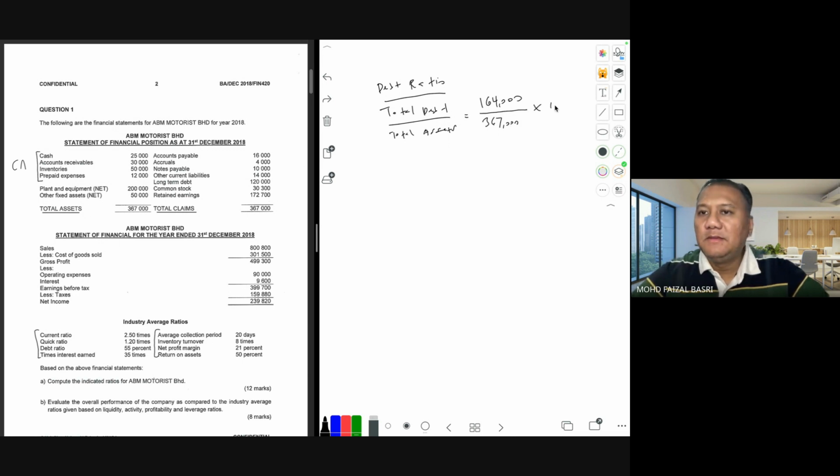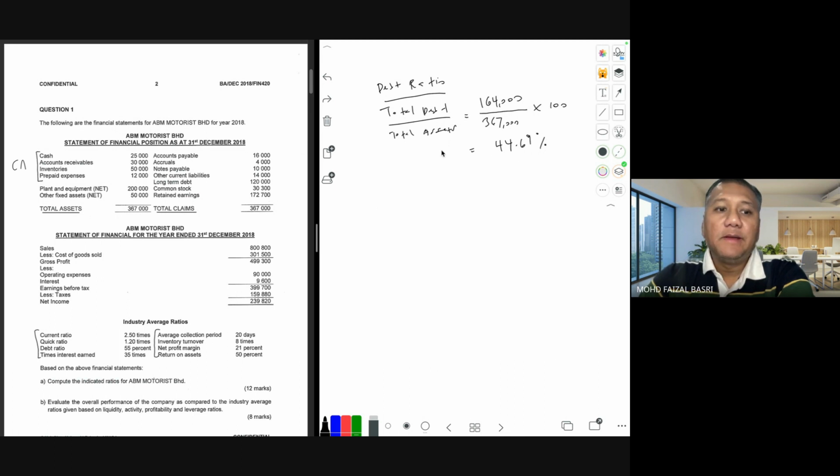Okay, and don't forget to multiply with 100 because you want to get it in percentage. So 164 divided by 367 times 100. So it gives us around 44.69%. Okay, 44.69%.